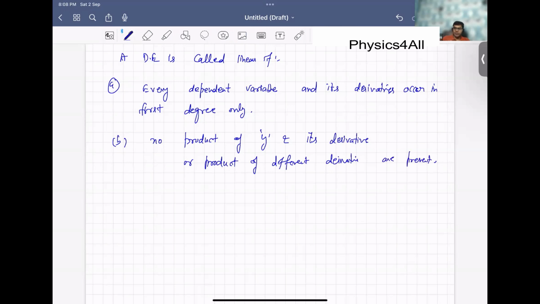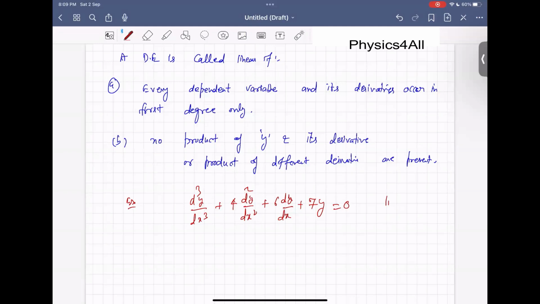Okay. You understand the meaning of this sentence? It means y with y prime, y with y double prime, or y prime with y double prime, y prime with y triple prime. All these things should not be there. Then it's linear. For example, if I give you this particular equation, is it a linear differential equation or not? Yes, it's a linear differential equation.